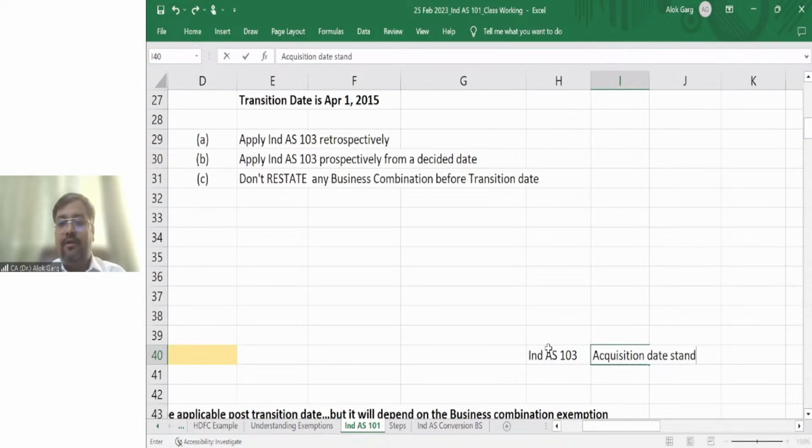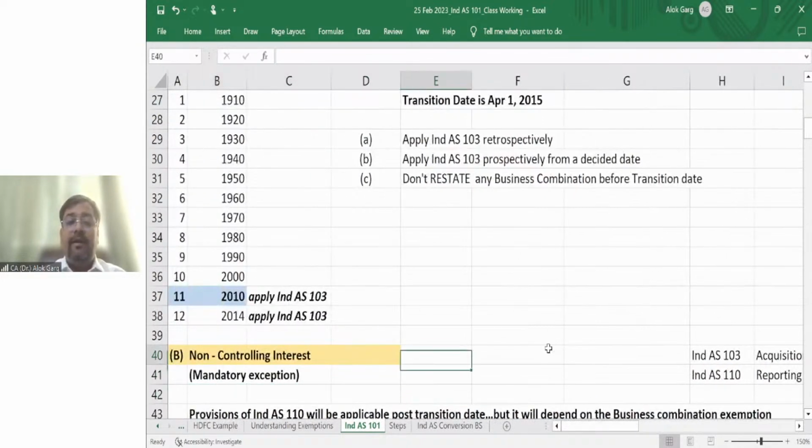Right? This standard talks about how to compute minority interest, how to compute goodwill. But after that, on every reporting date, Ind AS 110 is applicable. Ind AS 110 is a reporting date standard, right? And once you have done the acquisition accounting, then on every reporting date you have to do the consolidation accounting. And this 110 is related to Ind AS 103. What is the mandatory exception given in the standard?